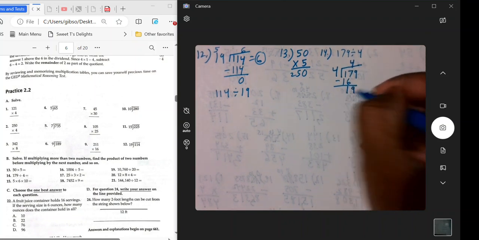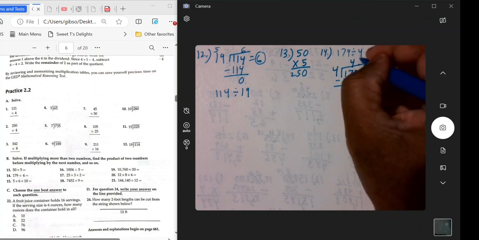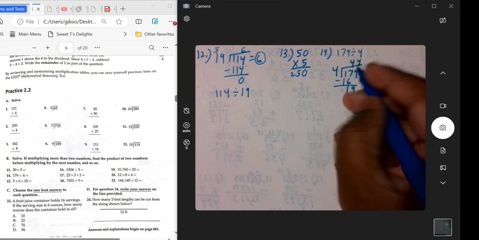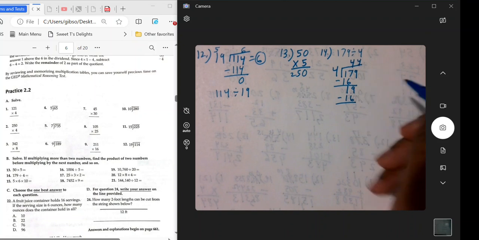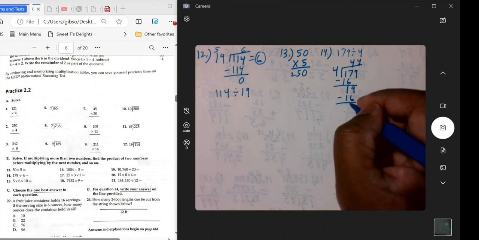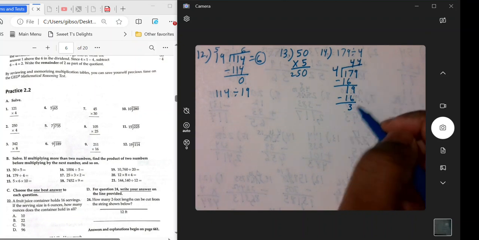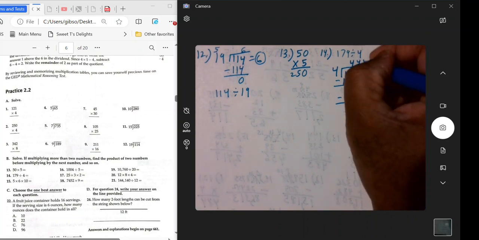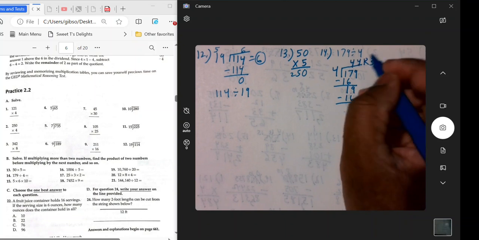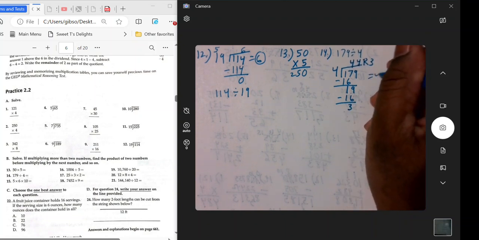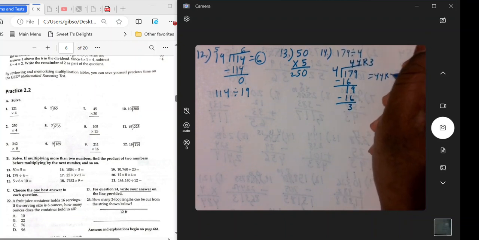Then we bring down our 9. 4 goes into 19 4 times. 4 times 4 is 16. Then we subtract 19 minus 16, we know is 3. So we have no other numbers to bring down, so this is our remainder. So our final answer here is 44, remainder 3.